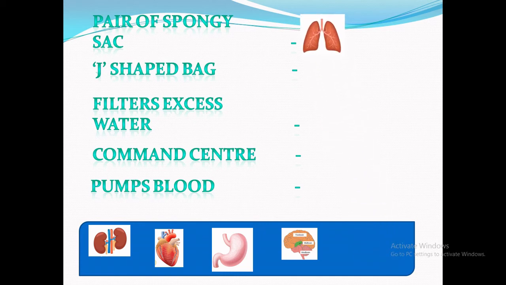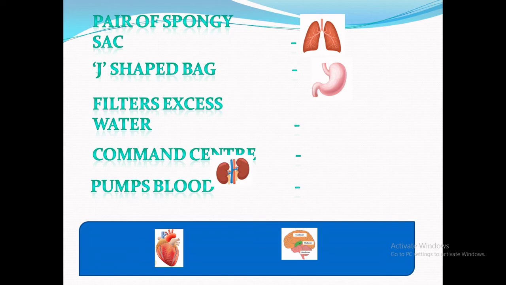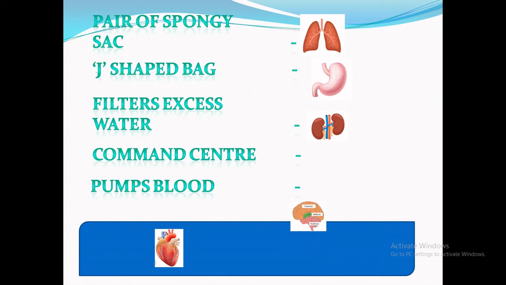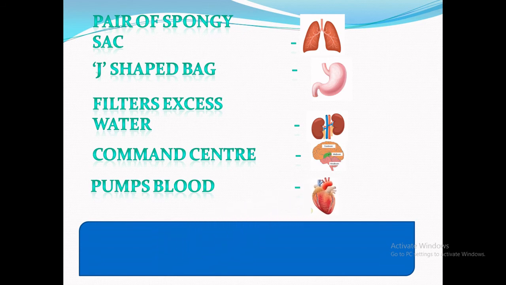Next, which was the J-shaped bag? Do you remember which was the J-shaped bag? I'll give you a clue. It is the one which helps to break down food. It is the stomach. Very good. And then, which is the organ which filters excess water from the body? It is the kidneys. Which is the command center of the body? It is the brain. Which is the internal organ which is used to pump blood? It is the heart. So well done. You have learnt very good so far.